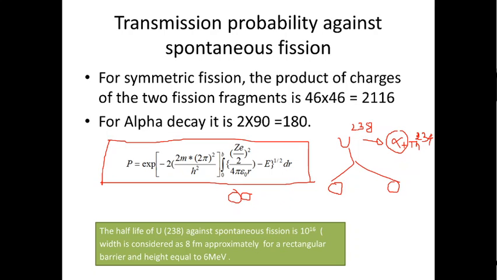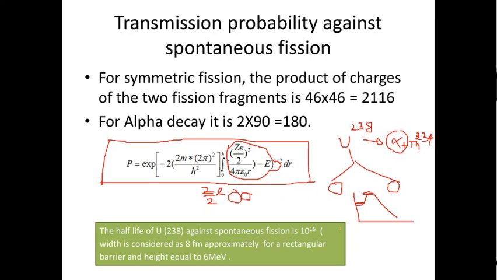So if Z is there, the charge would become Z by 2 into E. The product of the charges is (ZE by 2) square over 4 pi epsilon 0 divided by R, minus E. So the whole idea is that this gap is the potential barrier height and the energy of the fission fragments. This term here we know from experiment that it is about 6 MeV.